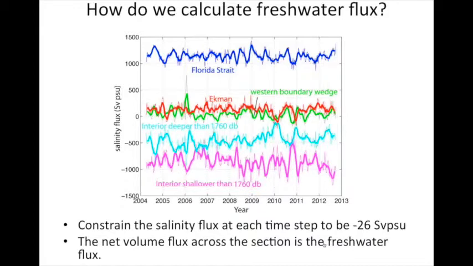Okay, so at each time point, we add together all of these components, that's the whole section. We then constrain that to be southward negative 26 Sverdrup PSU by adding a single volume flux at the section average salinity. 26 Sverdrup PSU is what goes through Bering Strait, and the assumption that we're making there is that there's no salt diversion. That doesn't mean that the salinity can't change, but it means that if the salinity changes, we have to add fresh water. Once you've made that correction, the net volume flux across the section is the freshwater flux.